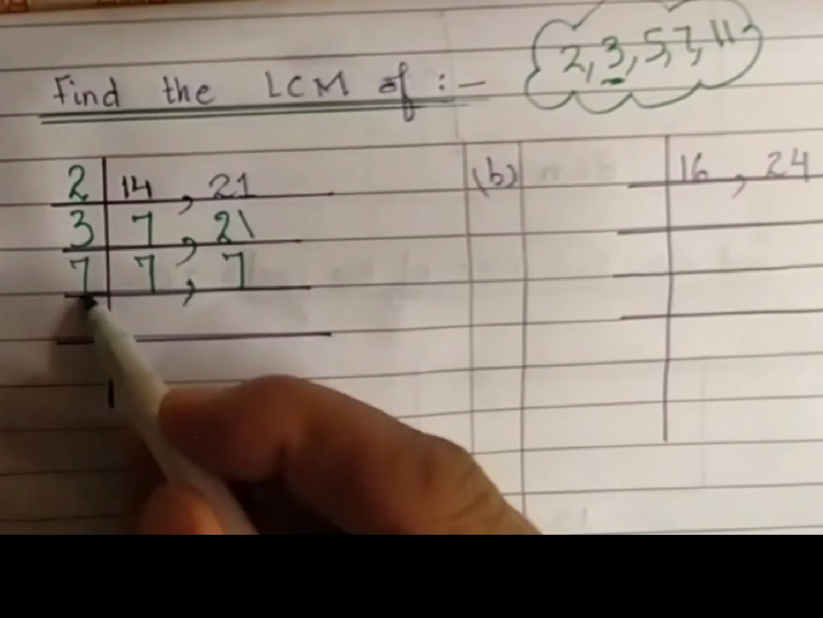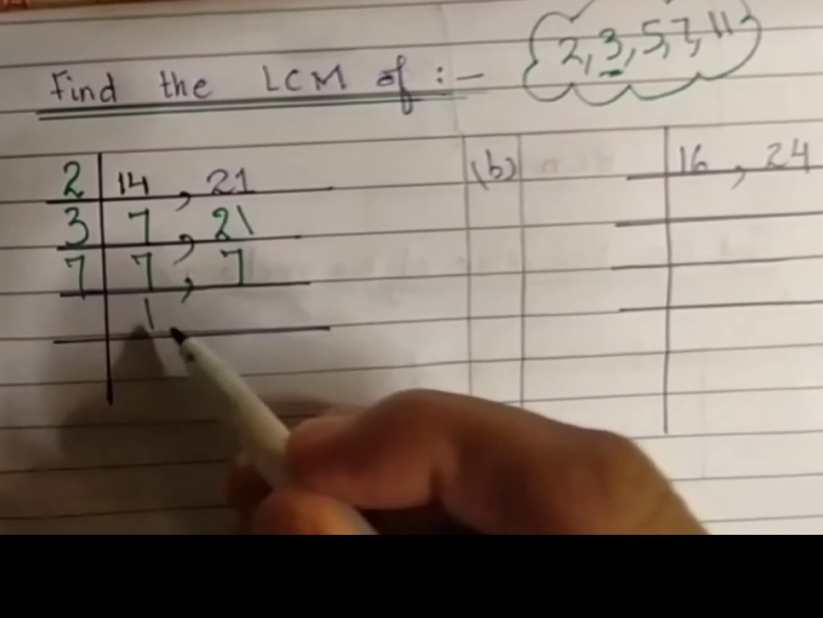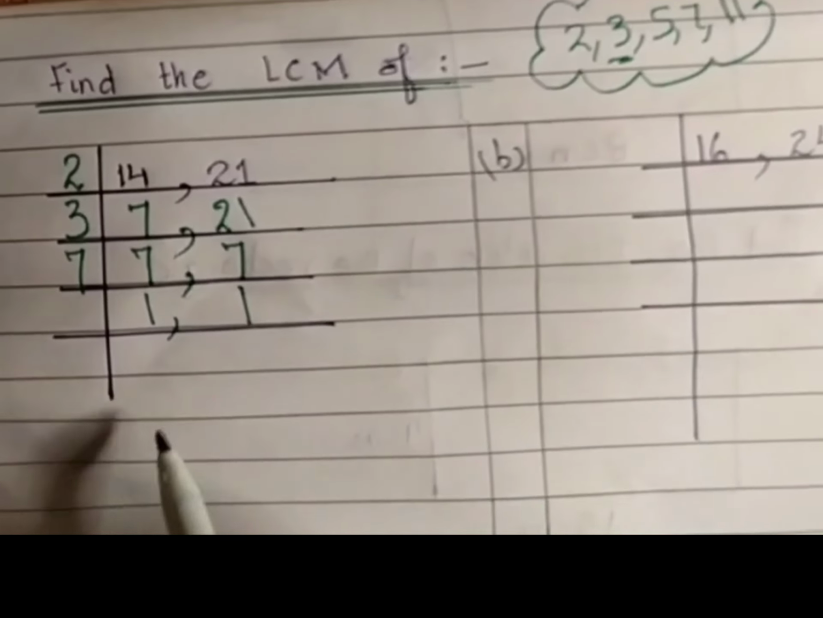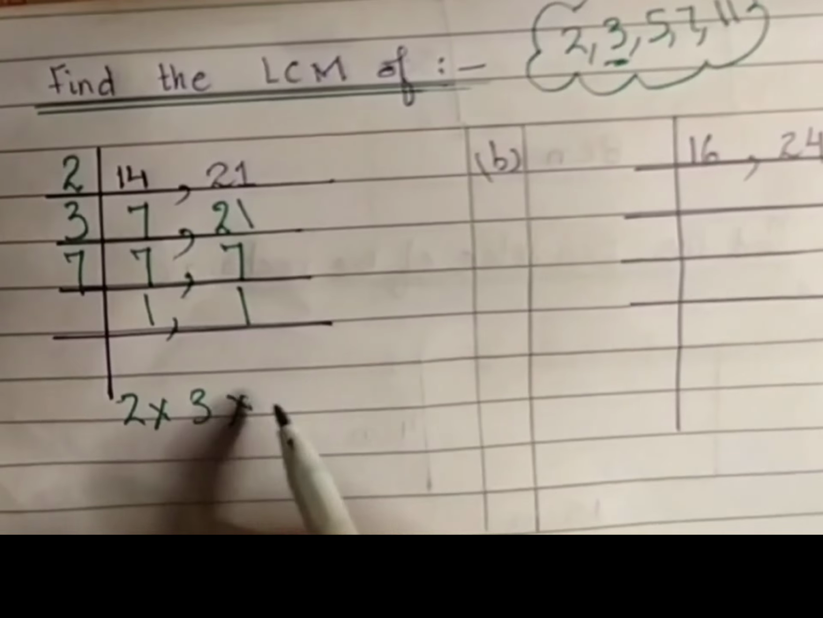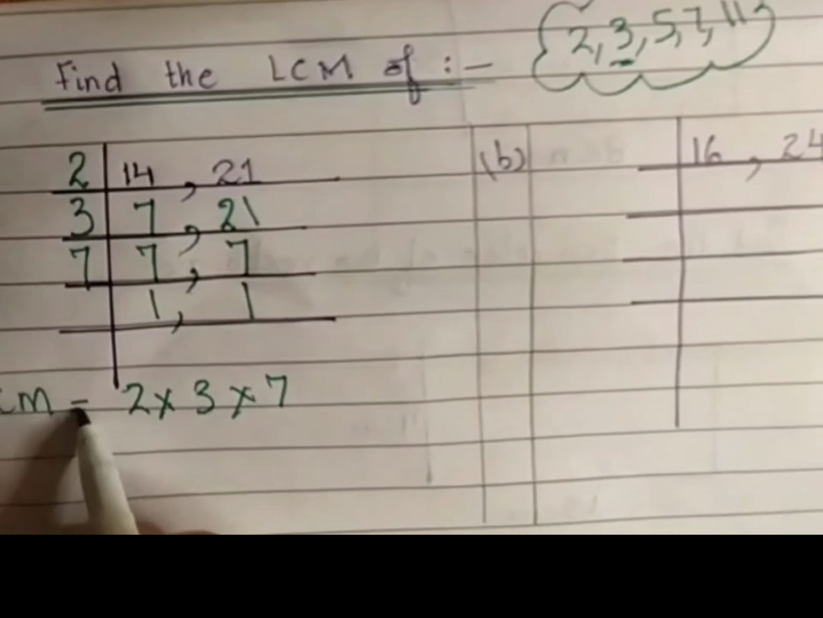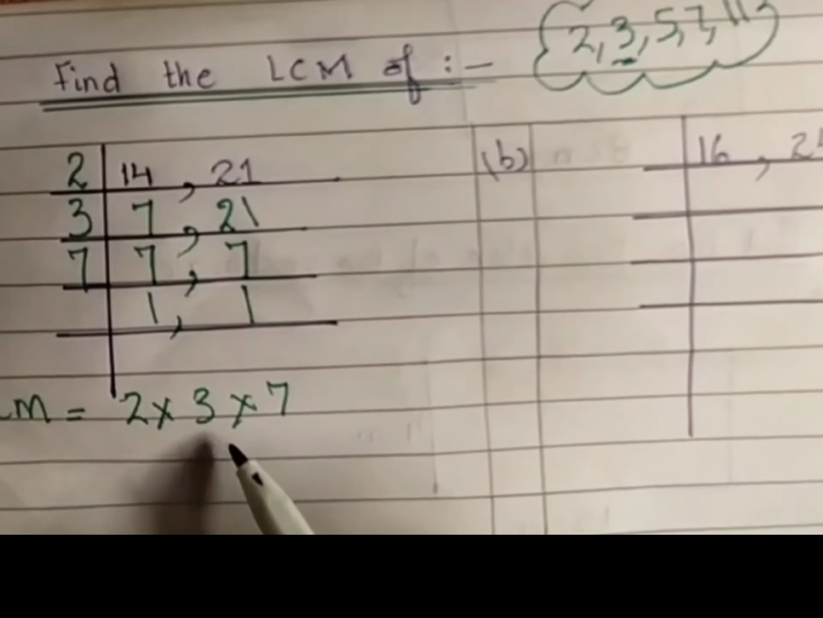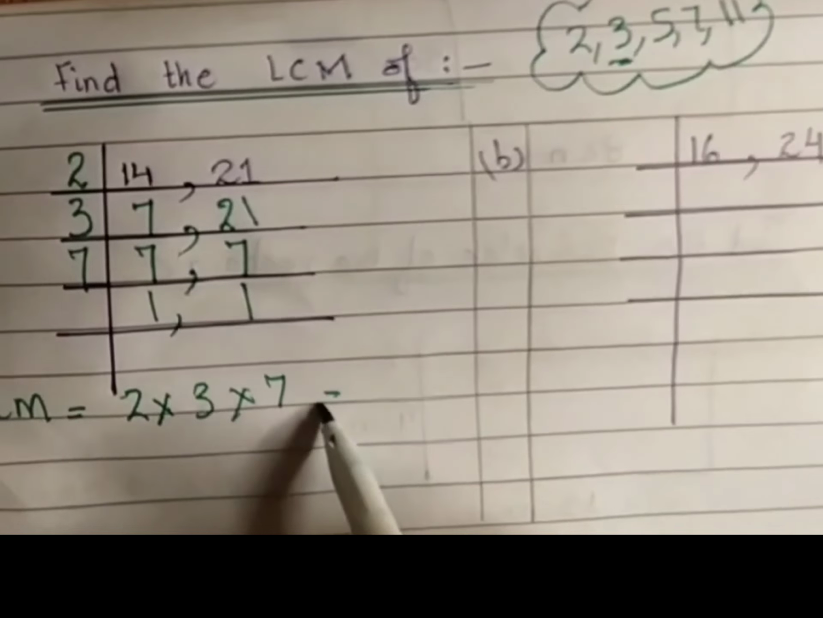Now we have 7, of course we don't have any 5, so we move to 7. 7 ones are 7, 7 ones are 7. Let's find the prime number out. 2 multiplied by 3 multiplied by 7. I forgot to write LCM equals 2 multiplied by 3 multiplied by 7. 2 3s are 6 and 6 7s are 42.